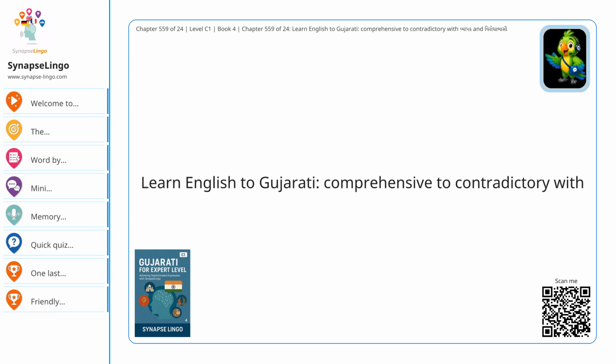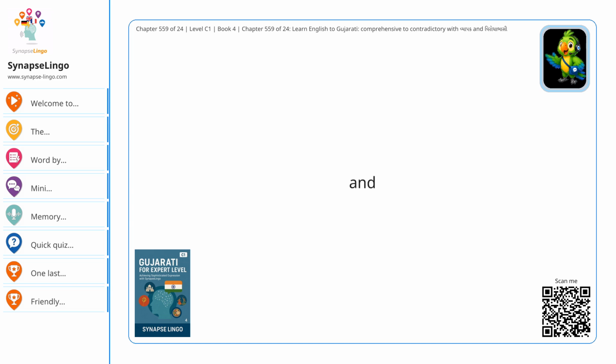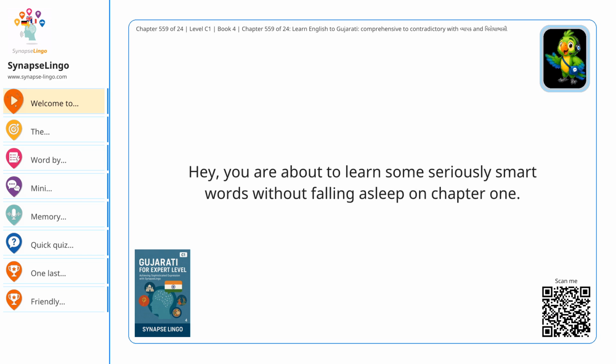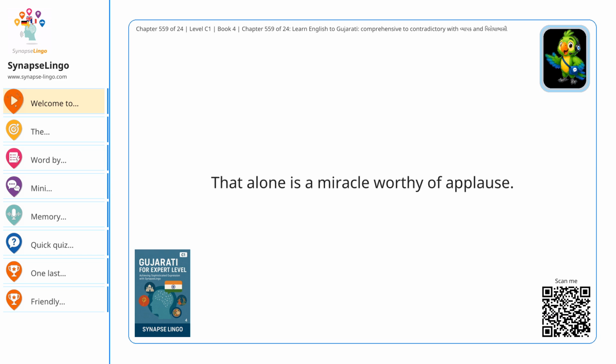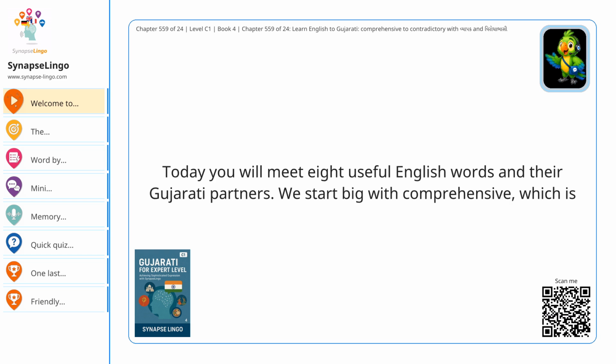Learn English to Gujarati, comprehensive to contradictory with વ્યાપક and વિરોધાભાસી. Welcome to the word circus. Hey, you're about to learn some seriously smart words without falling asleep on chapter 1. That alone is a miracle worthy of applause. Today you will meet 8 useful English words and their Gujarati partners.